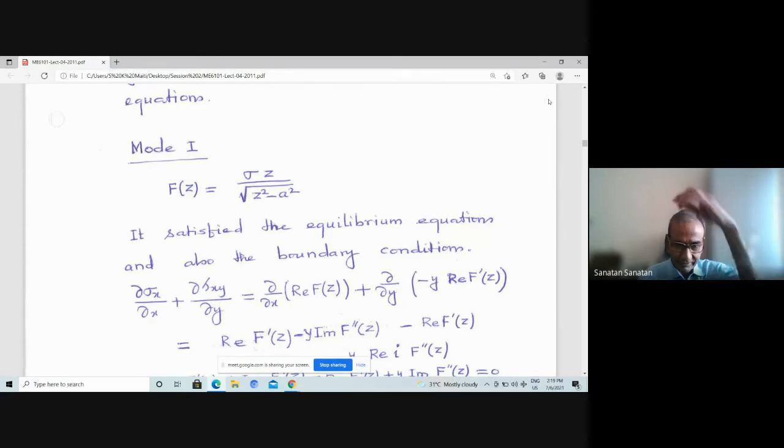So that's the stress function: f(z) is equal to sigma z by square root of z squared minus a squared. In fact, you will ask, what is the guarantee that this is really the solution to the problem? This is a natural question that one would like to ask: what is the guarantee that this is the stress function of the problem?